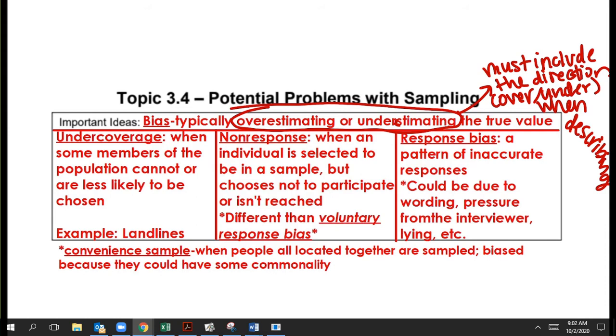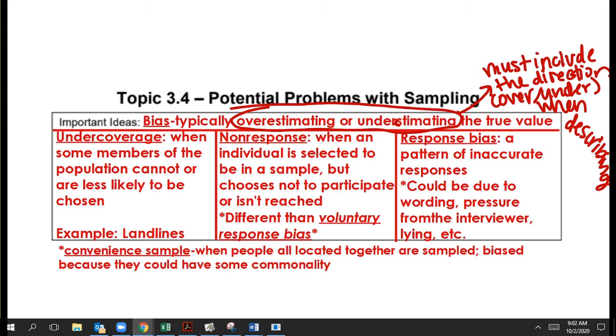We have a couple types that we deal with. We have undercoverage, when some members of the population cannot be or are less likely to be chosen, like the landlines example. We have non-response, when an individual is selected but chooses not to respond or isn't reached. So maybe I get a lot of phone calls from numbers I don't know, and I never answer them. So I'm not responding. I'm choosing not to answer it, and they haven't been able to reach me. I ignore a lot of emails with surveys in them, stuff like that.